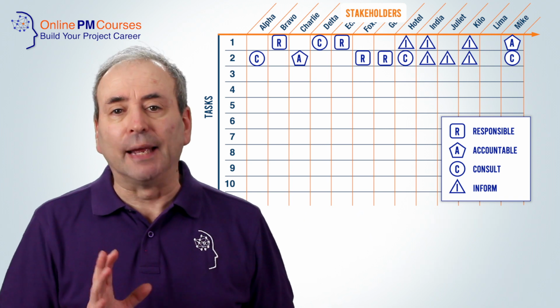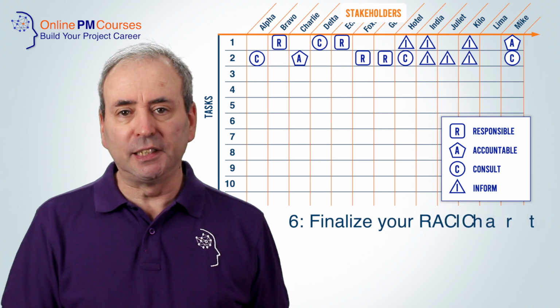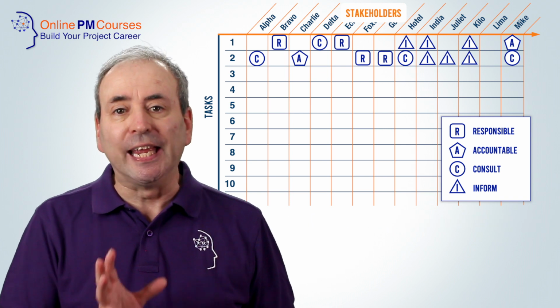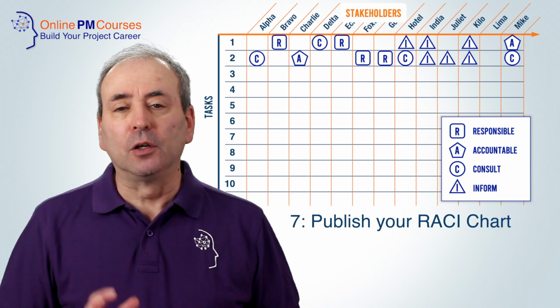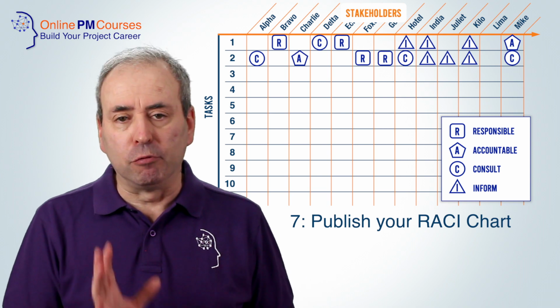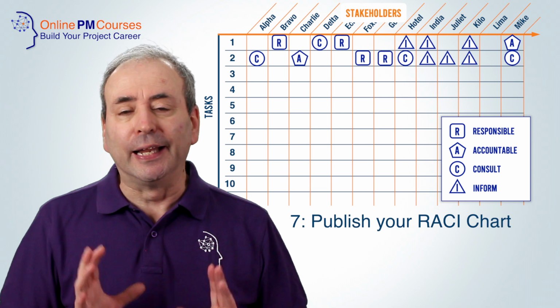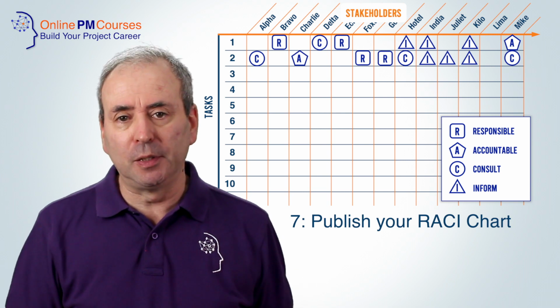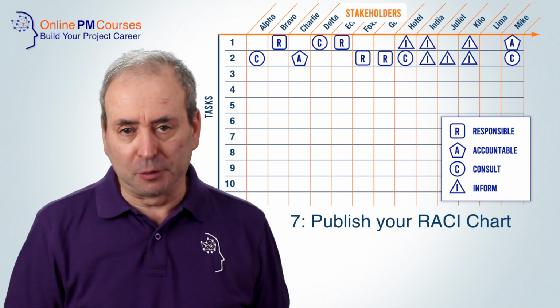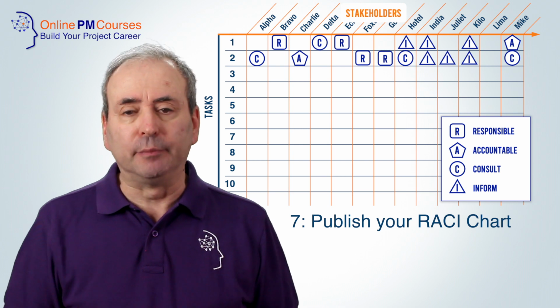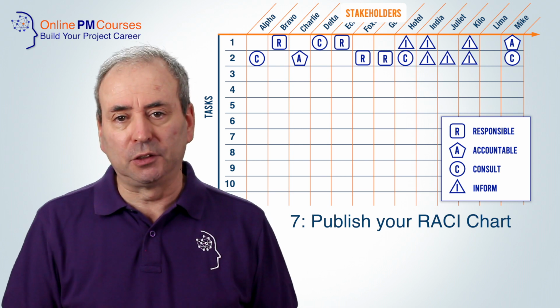As a result, step 6 is to finalize your RACI chart, and step 7 is to publish it. Because as well as a planning tool, a RACI chart is a magnificent form of communication tool, letting everybody know what their responsibilities are and what their colleagues' responsibilities are, and who they're going to be working with on each task or activity.